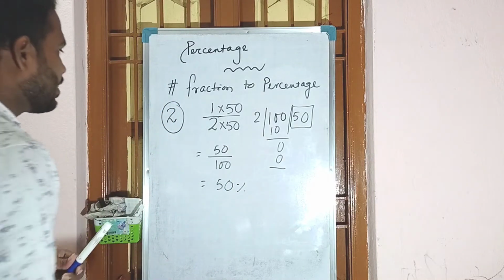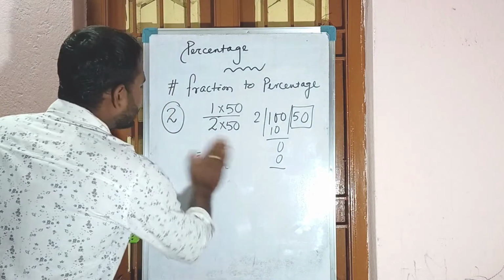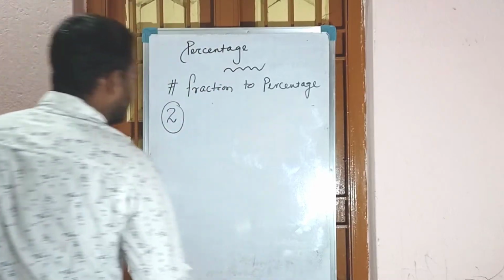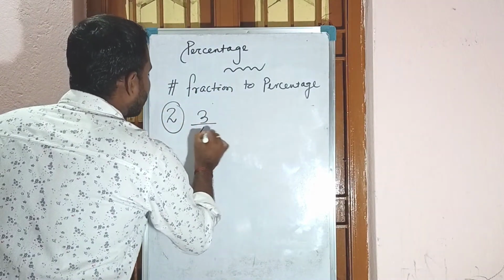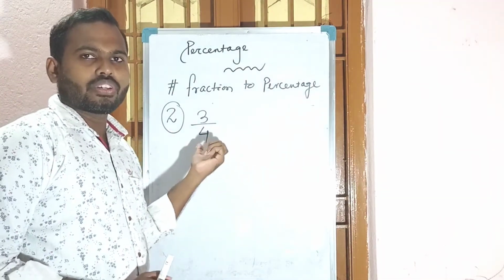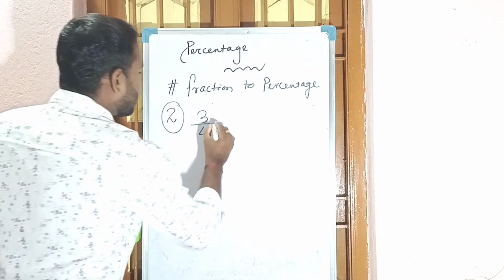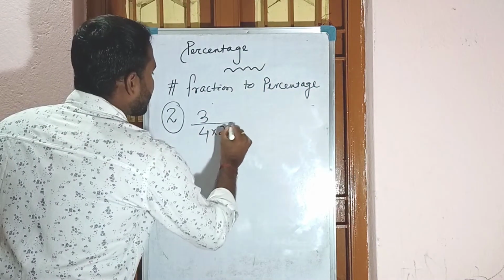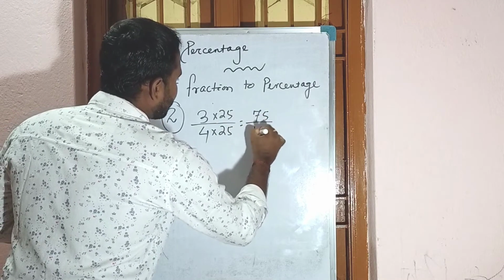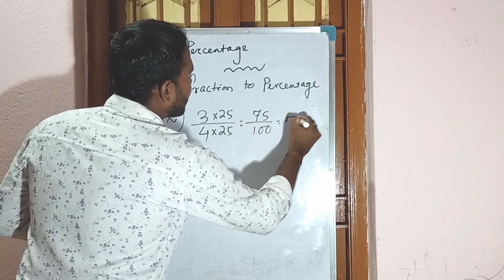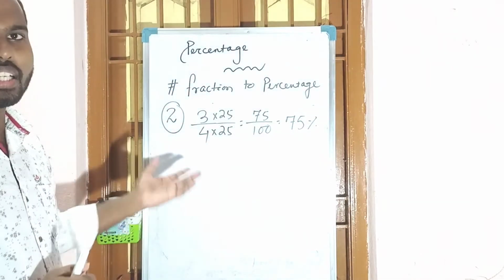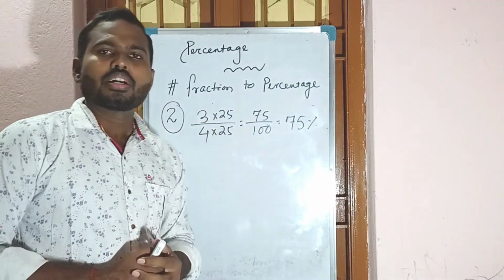Let's take another example where we make the denominator 100 and get the percentage. Suppose 3 by 4. As we know, if you multiply 25 with 4, it will become 100. So let's multiply 3 by 25. It will become 75 by 100. That means 75 percent. I hope you understood the second method of converting a fraction into percentage.